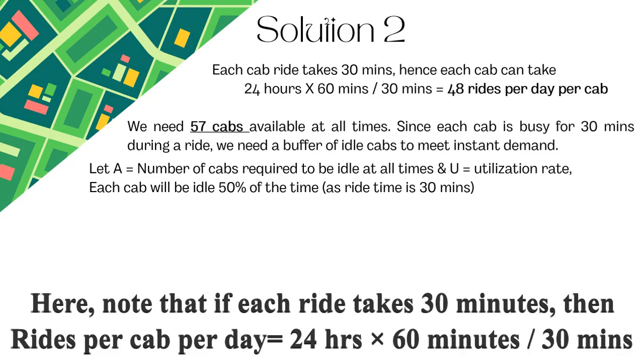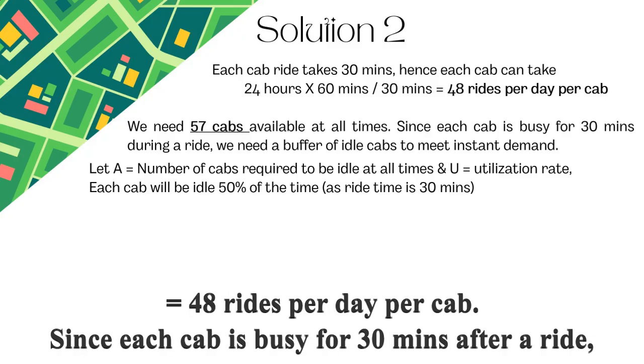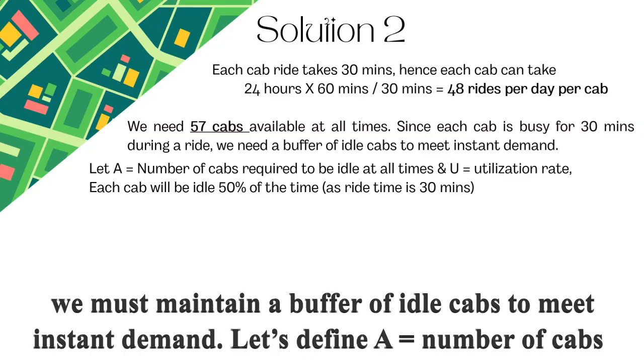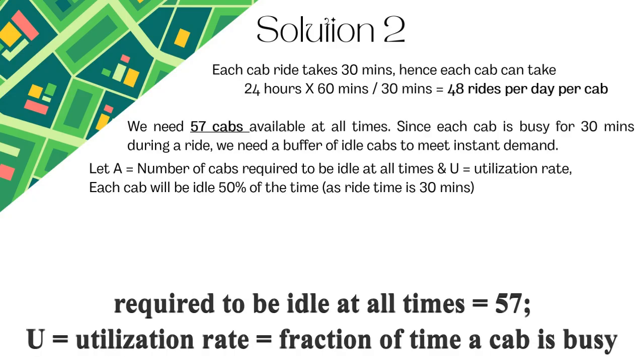Note that if each ride takes 30 minutes, then rides per cab per day is equal to 24 hours times 60 minutes divided by 30 minutes, which is equal to 48 rides per day per cab. Since each cab is busy for 30 minutes after a ride, we must maintain a buffer of idle cabs to meet instant demand. Let's define A as the number of cabs required to be idle at all times, which we saw was 57.